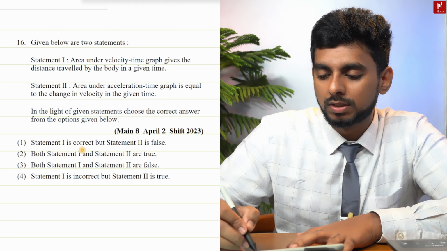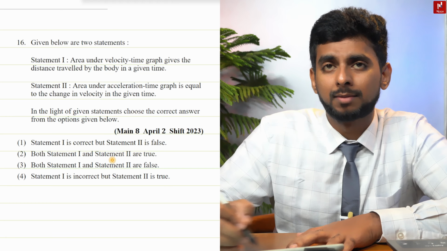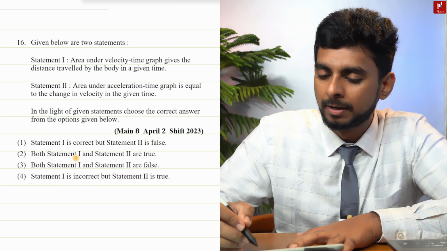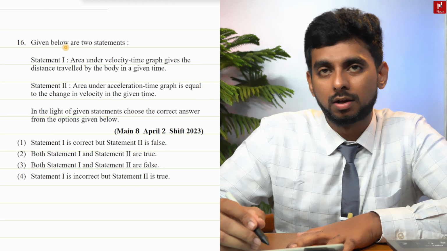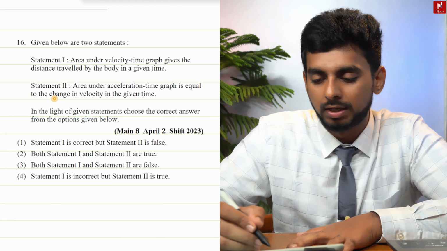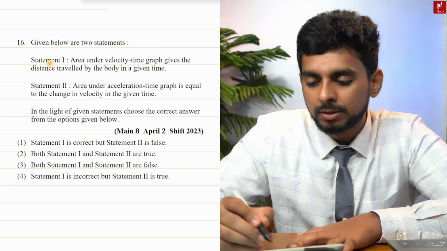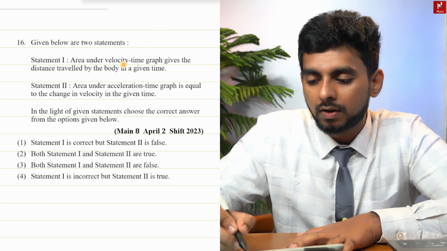Something like statement 1 is correct but statement 2 is false, both are correct, or both are false. That's what I need to get over here. So first I'll have to figure out which one is true, which one is false, or both are true or both are false. Statement 1 is: area under the velocity time graph gives the distance traveled by the body in a given time.